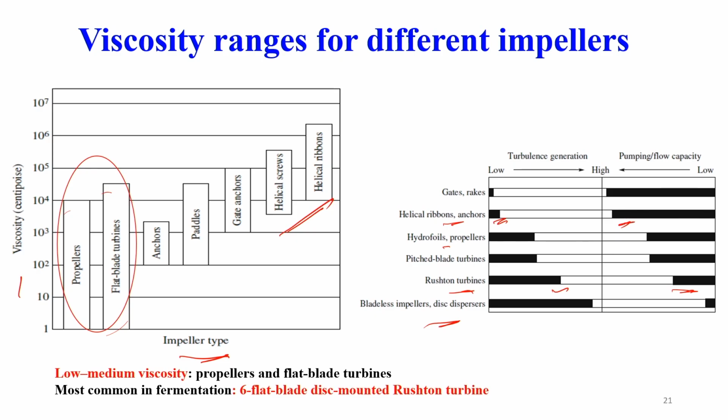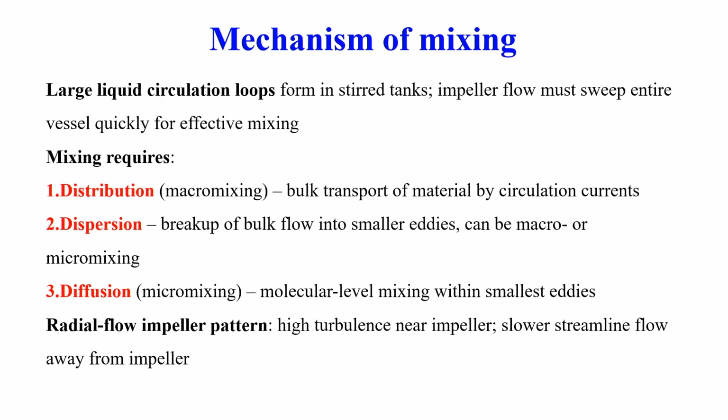So, depending on the fluid viscosity, you have to choose which type of impeller will be most suited. And how is mixing done? For the large liquid circulation loop formed in the stirred tank, it is necessary that the impeller flow must sweep the entire vessel quickly for effective mixing and avoid any stagnant or dead zones.